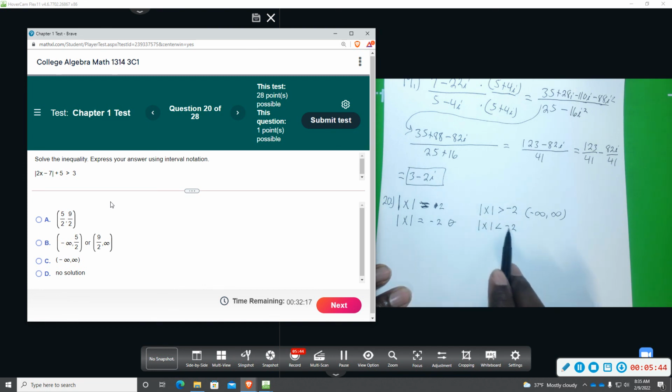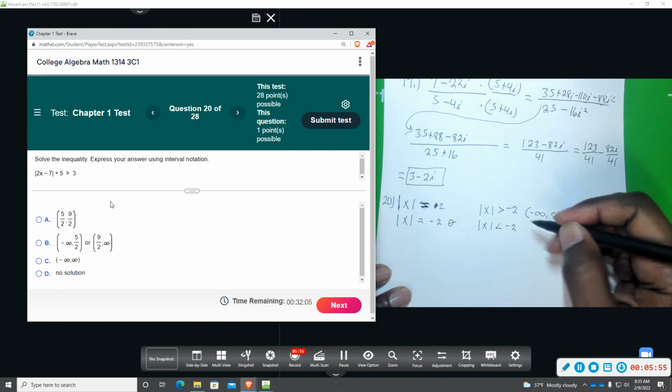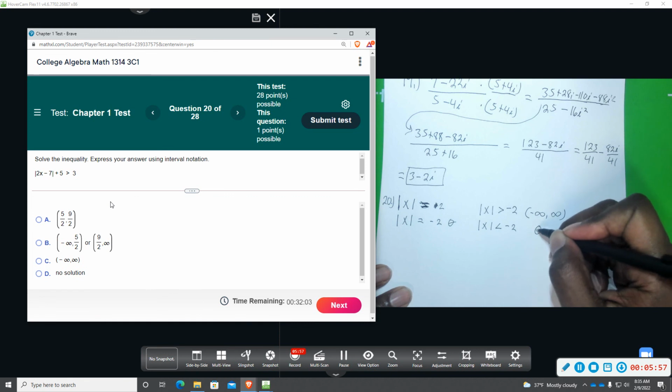Now, on the flip side, when you're dealing with less than, the absolute value of a number is always positive. A positive number is never going to be less than a negative. So this will not happen ever. And if you see this setup, then there is no solution.